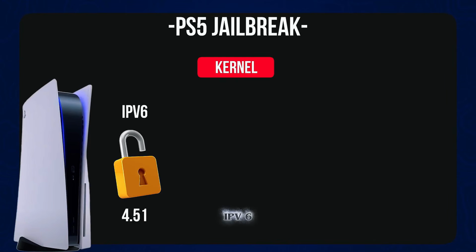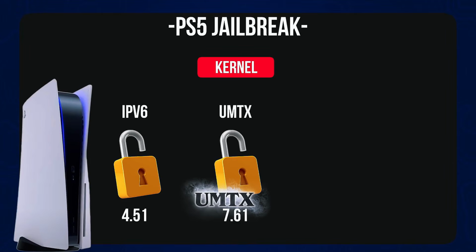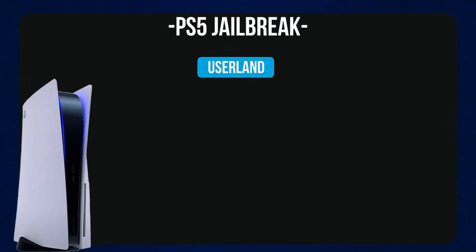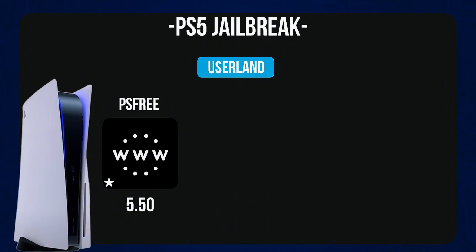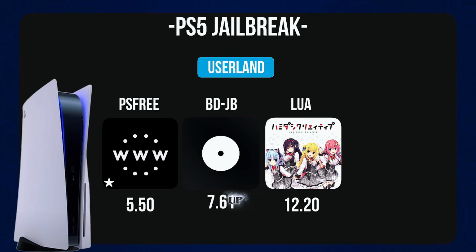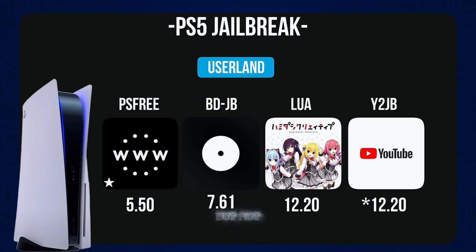Now we have an IPv6 kernel exploit working from firmwares 3.00 to 4.51, a UMTX kernel exploit which works up to 7.61, and the same lapse kernel exploit as the PS4, which works up to 10.01 on the PS5. Now, the userland story is very familiar, with the same PS3 WebKit exploits working up to 5.50 on the PS5, a Blu-ray exploit BD jailbreak working up to 7.61, the same Lua save game exploits working up to the latest firmware currently. Last but not least, we have a new userland exploit being developed using the YouTube application, but that one is still a work in progress.